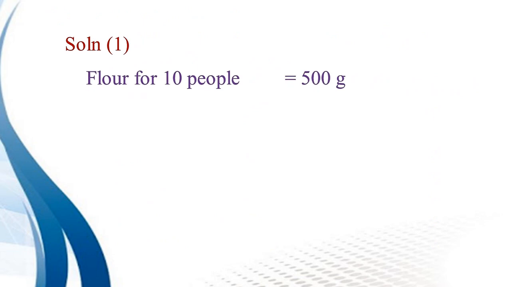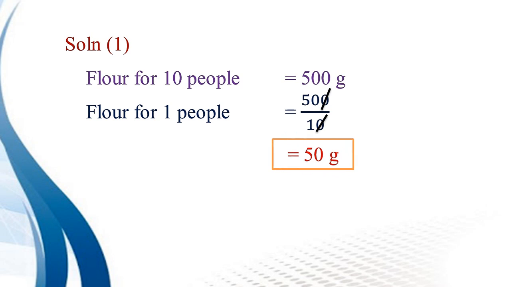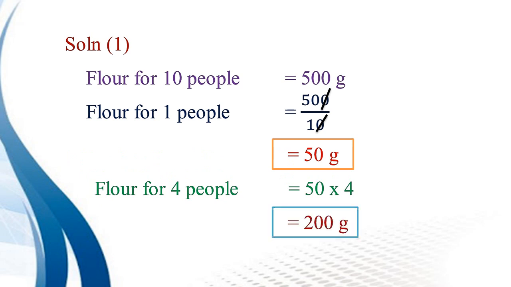First one, flour of 10 people equal to 500 grams. First we want to find flour of 1 people equal to 500 divided by 10 will get 50 gram. Now we want to find 4 people. So flour of 4 people equal to 50 multiplied with 4 will get 200 gram.